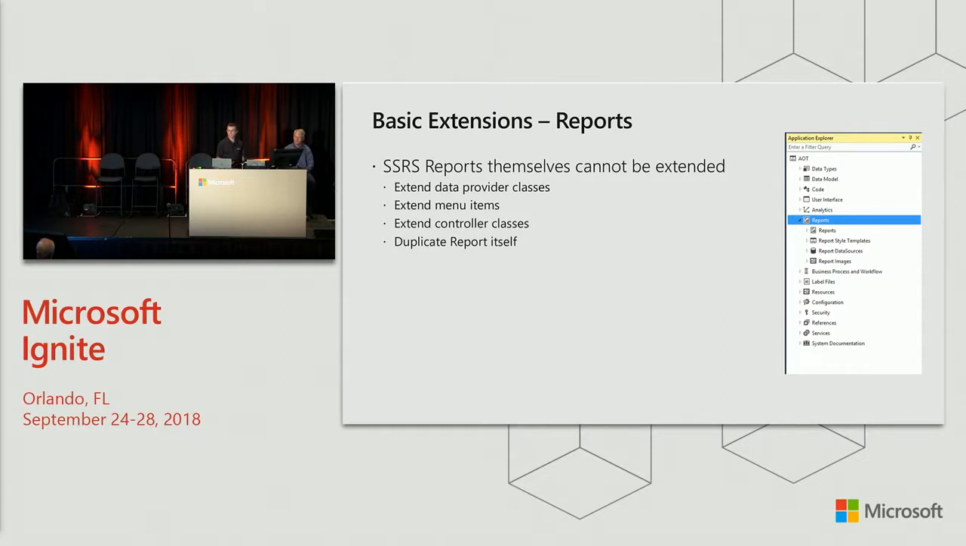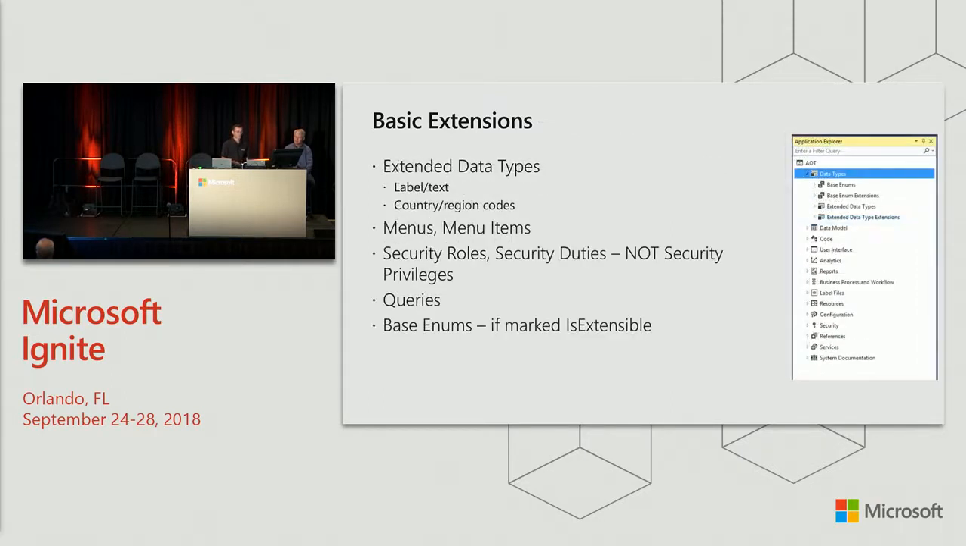For reports, you can't extend the reports themselves, but you can extend the things related to the reports. So you can extend the data providers, the menu items, the controller classes, and you can duplicate the report itself if need be and provide a separate report and extend the things related to it. And then for EDTs, extended data types, you can change the labels, add country region codes if you want to add to an additional country region.